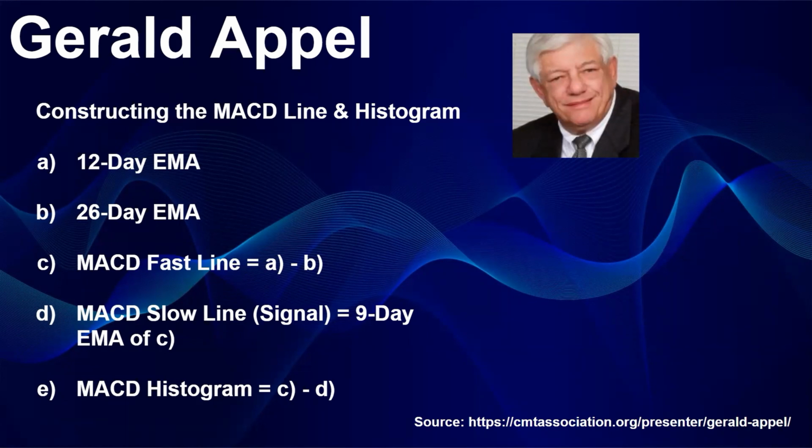It was invented by Gerald Appel. He turned three moving averages into two MACD lines and presented them in a visual manner. The three moving averages used are the 12-day, 26-day, and 9-day exponential moving average. Exponential moving average is also known as an EMA.